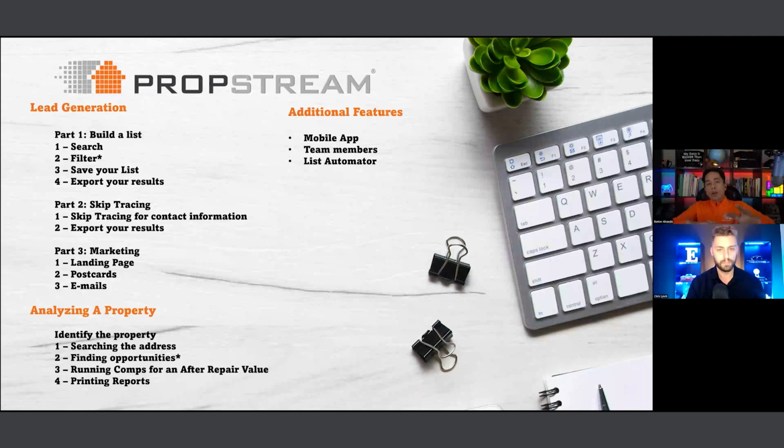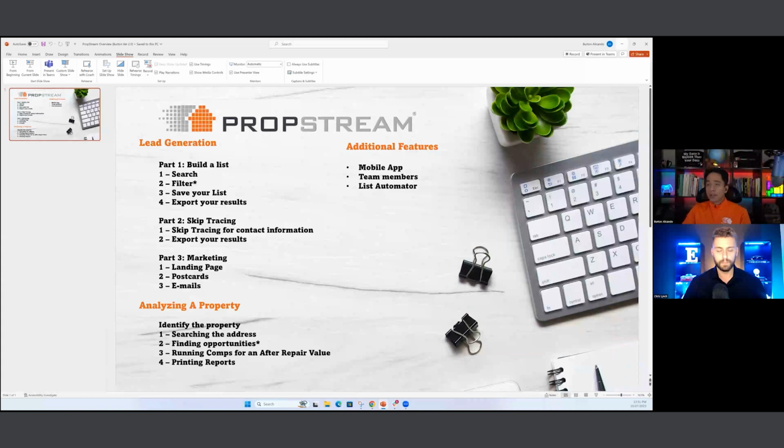So I wanted to start here so you can get an idea of what we do. So there are some, again, additional features, and that's skip tracing is going to be additional, postcards and emails will be additional, and List Automator as well as team members. So let's go ahead and dive into Propstream and show you all of that in play.